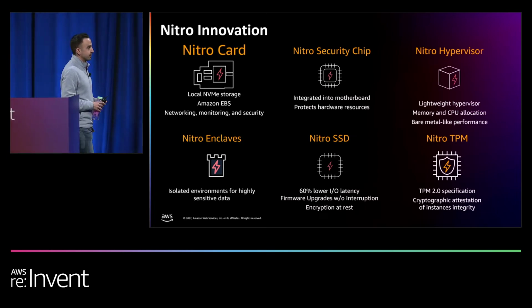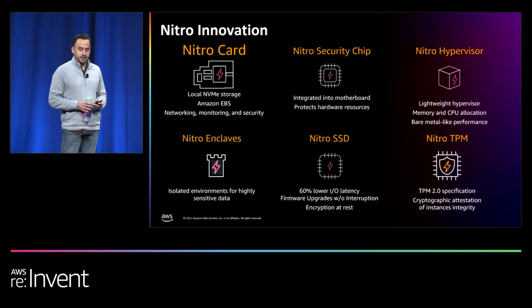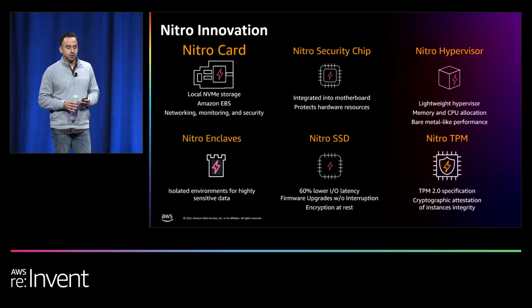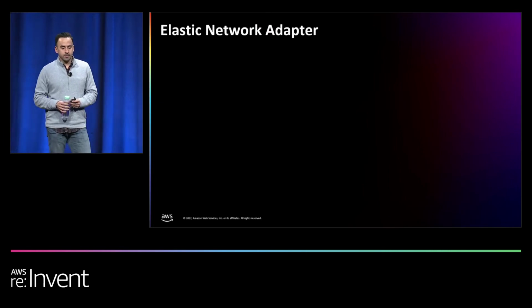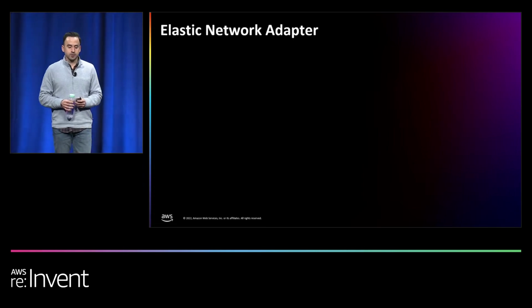Today, I'm going to specifically focus on some innovation we have enabled with the networking Nitro Controller. This Nitro Controller was custom built for AWS Virtual Private Cloud Networking. With this Nitro networking card, we're able to offload a lot of critical networking functions from your server.